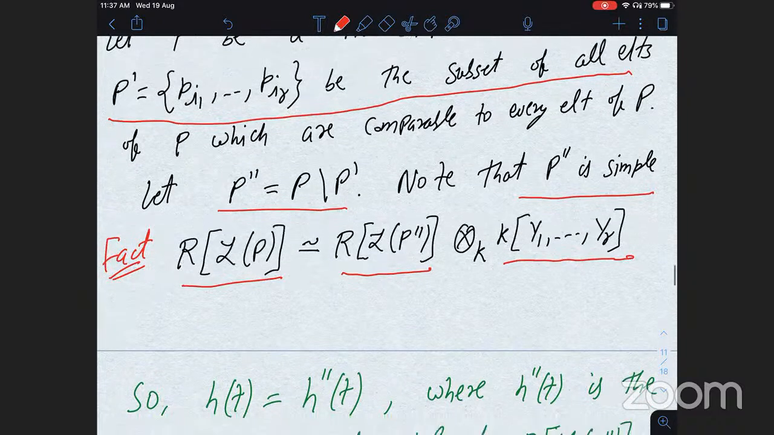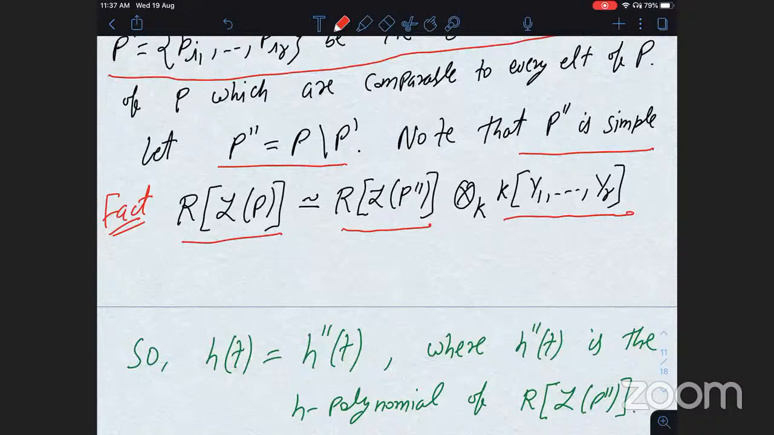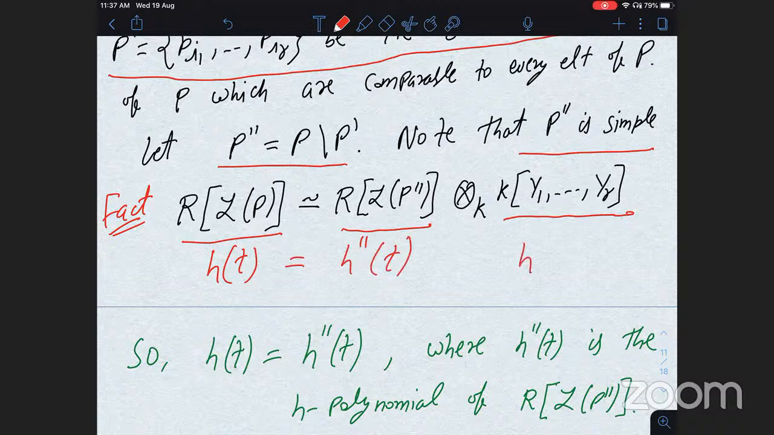One more fact. In this case, let's say H(t) is the h-polynomial of R[P], H double prime of t is the h-polynomial of R[P double prime], and H prime of t is the h-polynomial for this polynomial ring. Since R[P] is the tensor product of these rings, the h-polynomial will be a product. So H(t) will be a product of H double prime of t and H prime of t.